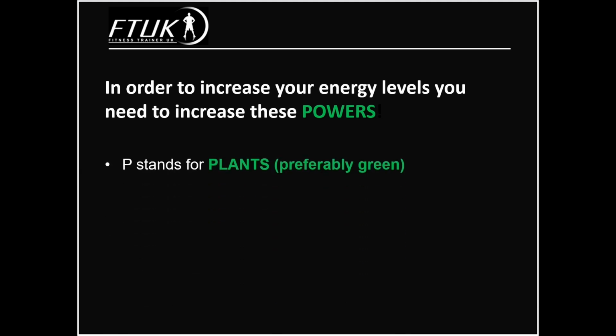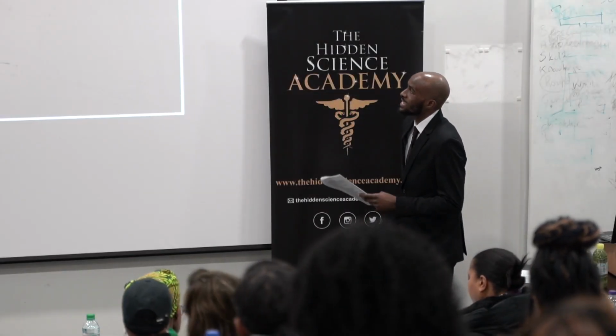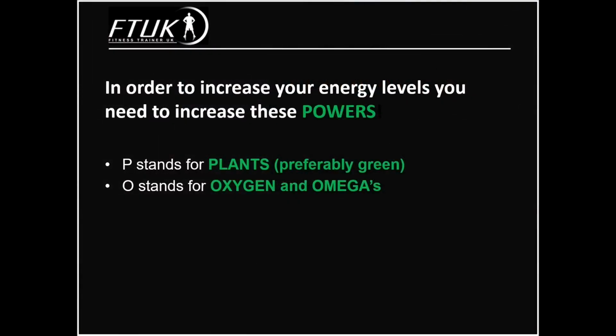P stands for plants, preferably green. You now know why green, because of the chlorophyll. The chlorophyll is what captures the light energy, yeah? So this is on page 4. O stands for oxygen. We now know the most important element on the periodic table is what? Oxygen. And omegas though. Now omega stands for your omega-3 and your omega-6 fatty acids. We're going to go over essential fatty acids next week. Very important to understand the importance of omegas. So O stands for oxygen and omegas.